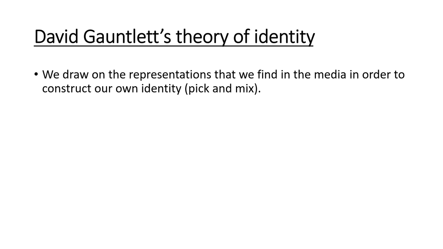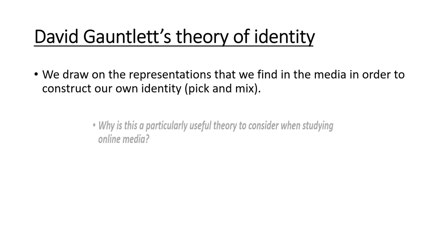And as I hope you remember, one of the main factors of David Gauntlett's theory of identity is the idea of pick and mix. So what David Gauntlett argues is that we as audience members draw on the different representations that we see in the media to construct our own identity. So we will see certain things. Maybe we'll see something on television, we'll see something on the internet, we'll see something in a newspaper, and then we use all of these different things to construct our own identity.